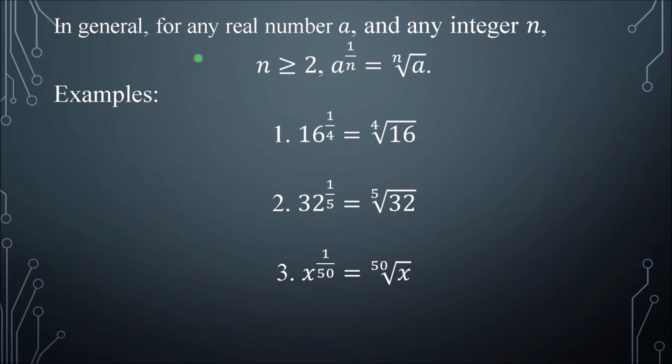So in general, for any real number a and any integer n greater than or equal to 2, a raised to 1 over n is equal to nth root of a. Examples, 16 raised to 1/4 is equal to 4th root of 16. So as you can see, the denominator is 4, the index is 4. 32 raised to 1/5 is equal to the 5th root of 32. x raised to 1 over 50 is equal to the 50th root of x.